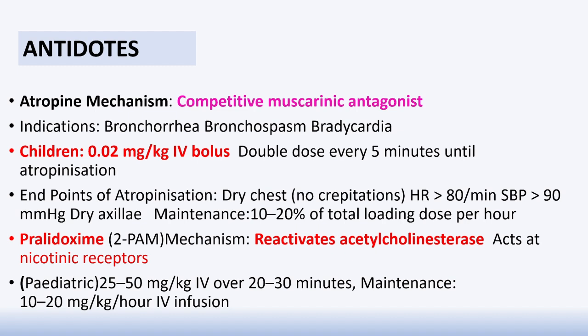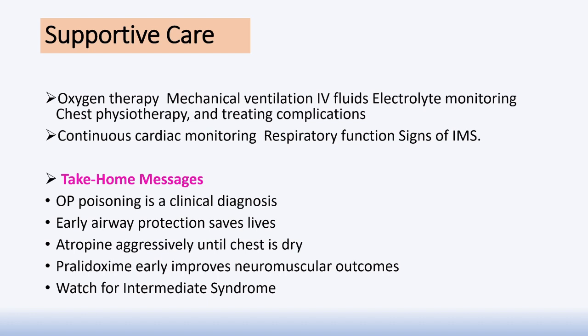It is better to give it as early as possible, because otherwise aging mostly occurs, and PAM is not working. It might go to the intermediate syndrome in due course because of the delay in presentation and management. For supportive care, we have to optimize all the parameters, circulation and respiratory parameters. We have to maintain oxygen and IV drips as well.